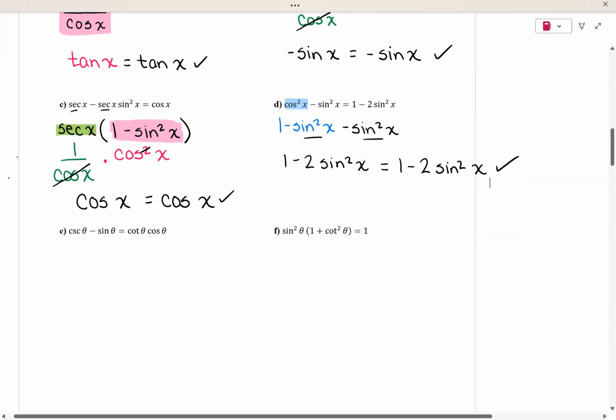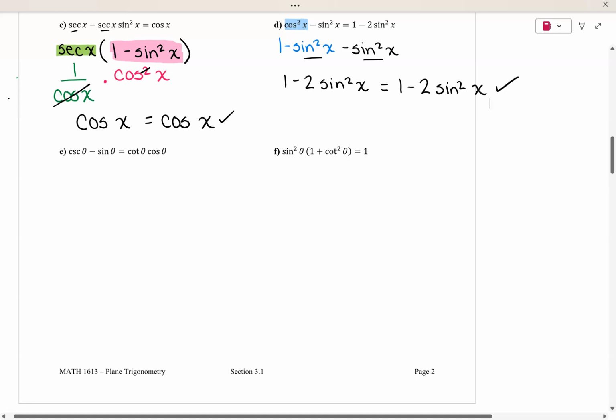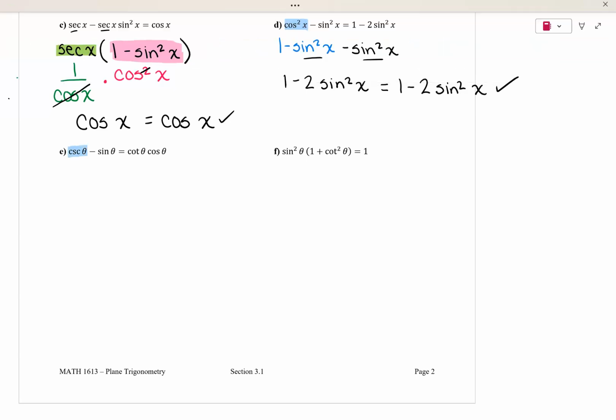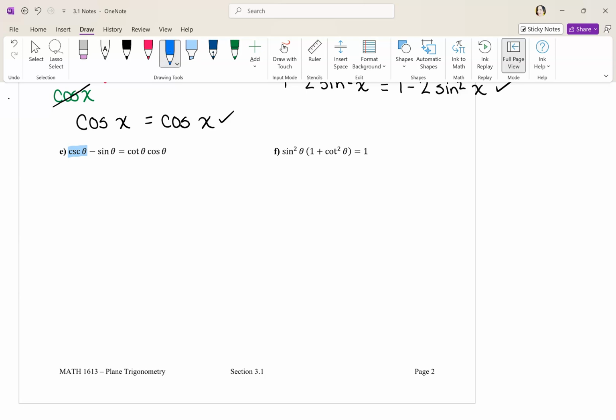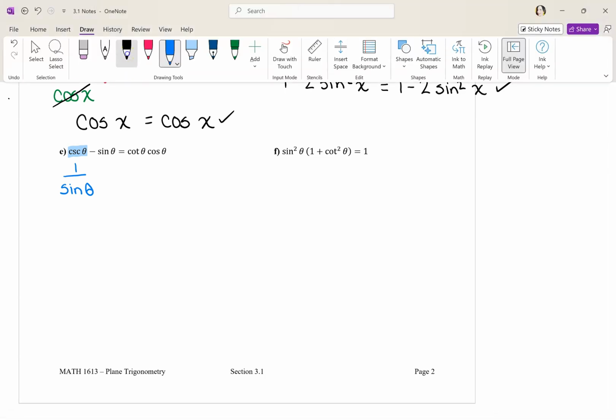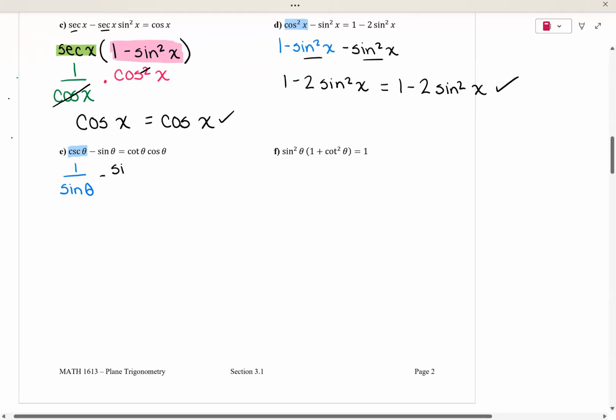Okay, let's go look at E. So we have secant minus sine needs to equal cotan times cosine. Let's try to get the right hand side again. Let's see what we got here. So let's start off with this. Cosecant, we know, is 1 over sine. And then we're going to minus sine.